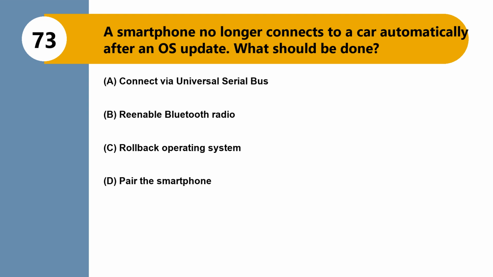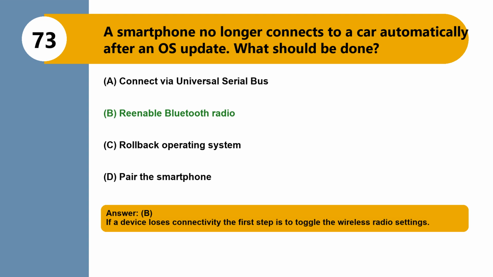Question 73. A smartphone no longer connects to a car automatically after an OS update. What should be done? Option A, connect via universal serial bus. Option B, re-enable Bluetooth radio. Option C, rollback operating system. Option D, pair the smartphone. The correct answer is option B, re-enable Bluetooth radio. If a device loses connectivity, the first step is to toggle the wireless radio settings.